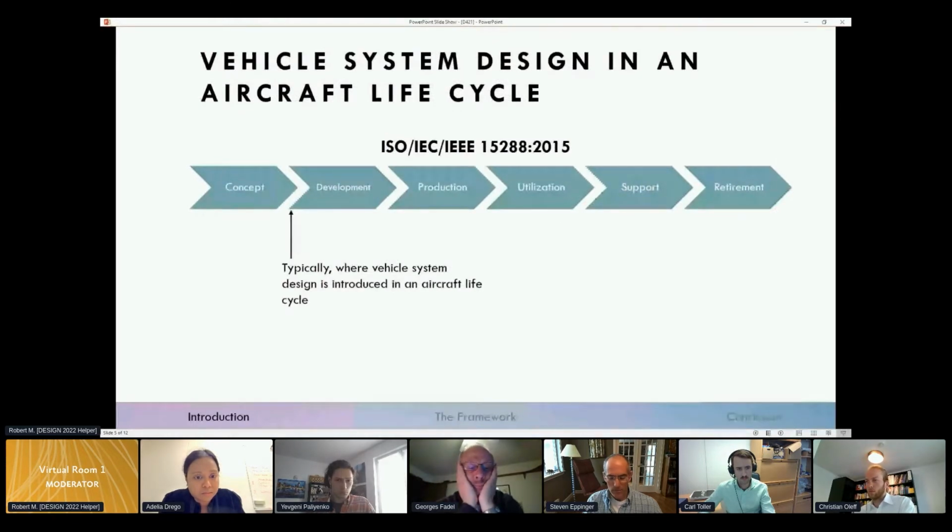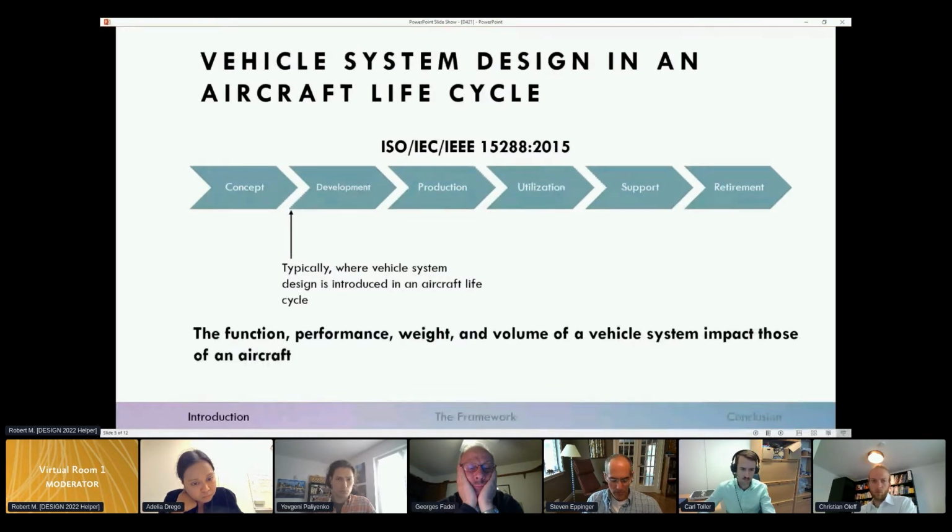If the life cycle of an aircraft was defined by ISO standard 15288, then vehicle system design would typically commence at the aircraft development stage, then at the aircraft concept stage. This paper proposes that vehicle system design commence at the aircraft concept stage because function, performance, weight, and volume of a vehicle system impact those of an aircraft.